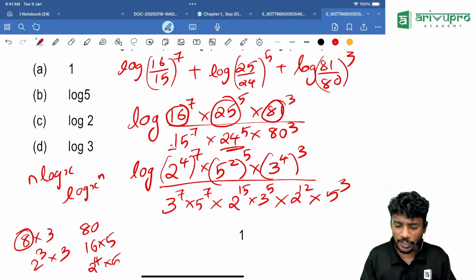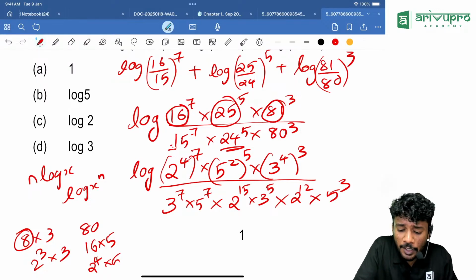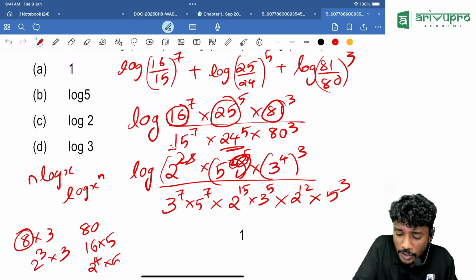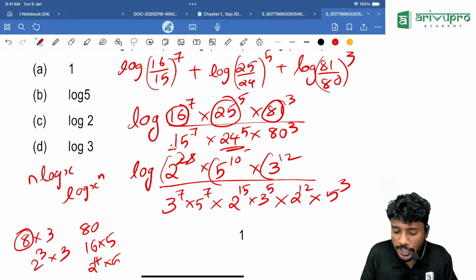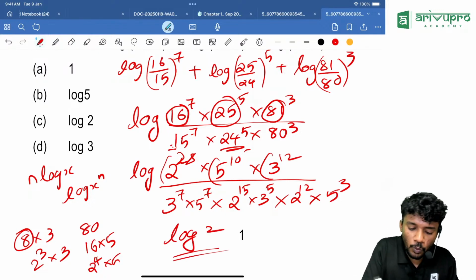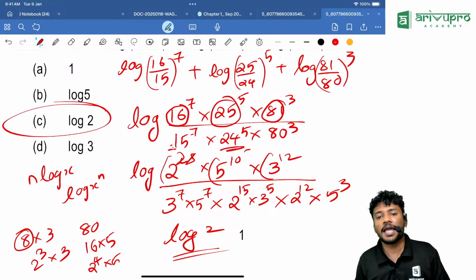Try cancelling everything one by one. How will you write 2 power this? That is 2 power 28. What is this? 5 power 10. What is this? 3 power 12. Can you cancel everything? At the end, you will get it as log 2. Option C is our answer.